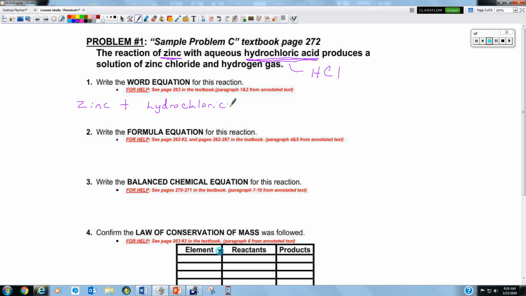Hydrochloric acid. Now, since I put that it's aqueous, what should I do? Put an AQ. All right. Now, it says zinc in hydrochloric acid produces. So for produces, I'm going to draw my arrow. And then what are my products? Zinc chloride plus hydrogen gas.